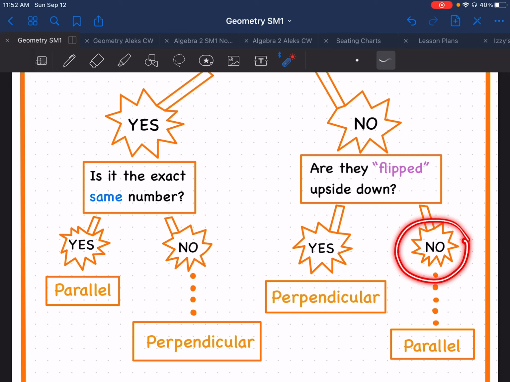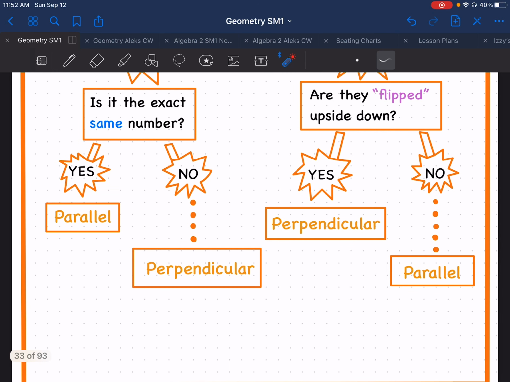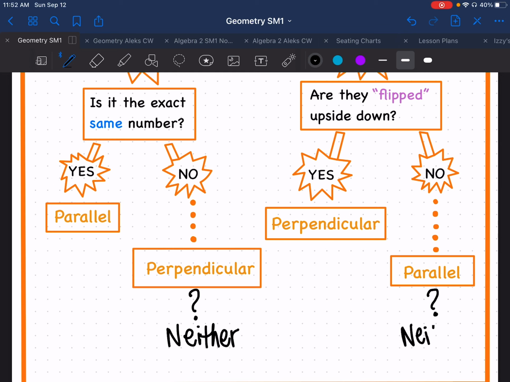If the answer is no, then we're going to go back and we're going to check our parallel. Now, honestly, for these two, this is a question mark. Let's go back and check, but it's probably going to be neither. In this case, it's going to be neither parallel nor perpendicular. Same thing here. I'm going to go back and check my parallel, right? I don't know, but more than likely, we're going to answer that it is neither.